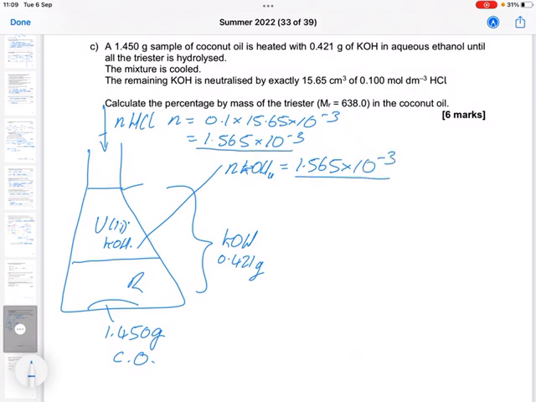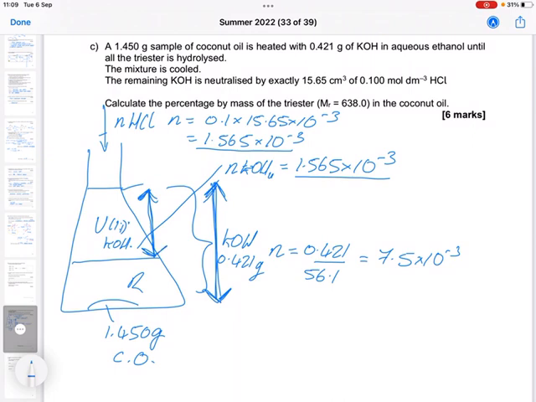Okay, now I've got the number of moles of potassium hydroxide that I added here, and I can work out the number of moles of that by mass divided by the MR, which is 56.1, and that equals 7.5 times 10 to the minus 3. So the 7.5 times 10 to the minus 3 is all of this bit here. And the 1.565 is this bit here. So the difference between these two is going to be the bit that reacted with the coconut oil.